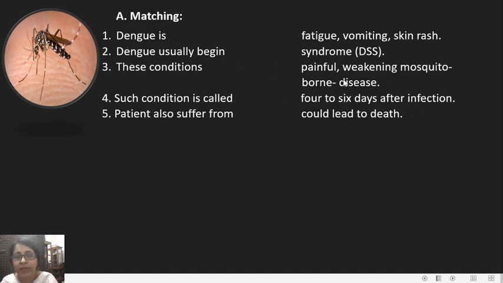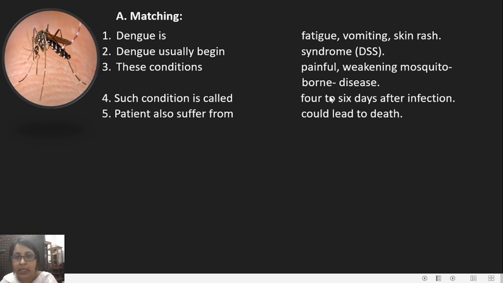Dengue is what? Find out here. In this sentence, find out what is dengue. Dengue is painful, weakens mosquito. Dengue usually begin where? 4 to 6 days after infection.